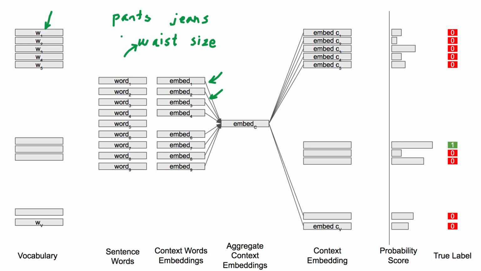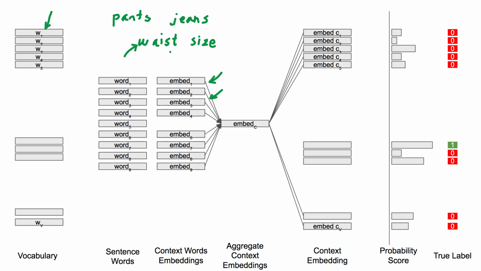Yeah, so typically when you say pants, you might see waist occur with it. When you say jeans, you would see waist occur with it. And maybe we are looking at the retail domain where you're describing these items, and you say something like waist size of jeans, waist size of pants, and these vectors start moving towards the same vector representation.